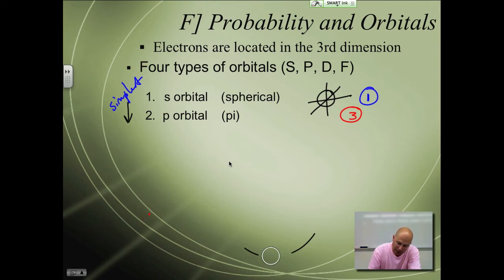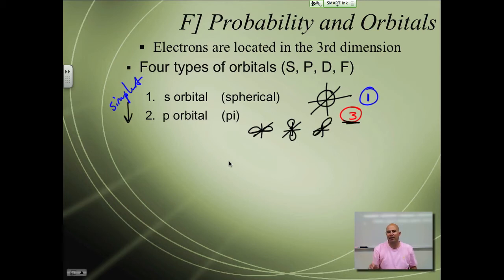Okay. Let me go ahead and just quickly. X, Y, Z. The key being 3. Okay, there's 3 different arrangements for the p.